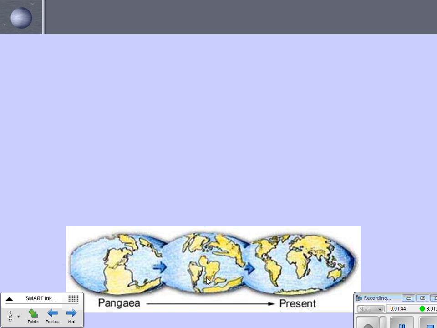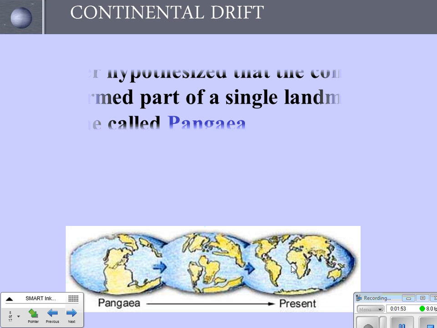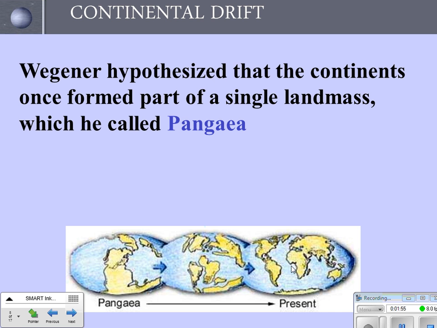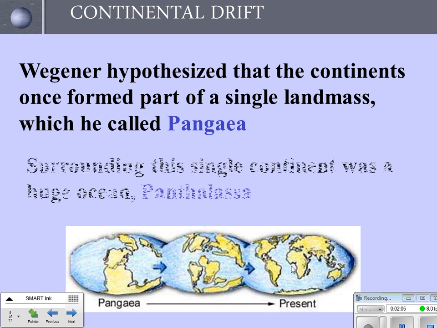And here's a picture. We talked about Pangea in the movie as being all stuck together, and then it slowly spreads out until we get here to present day. Wegener hypothesized that the continents once formed part of a single landmass, which he called Pangea. And Pangea means all lands.